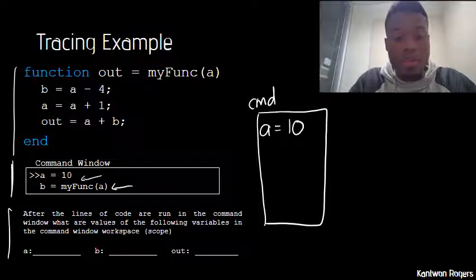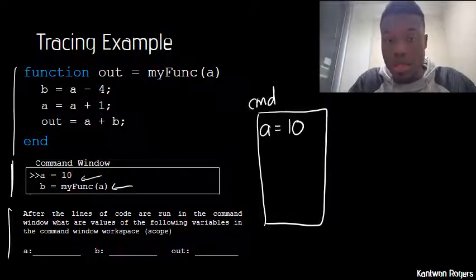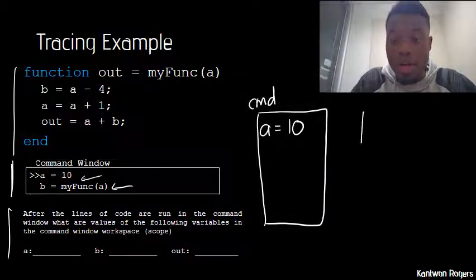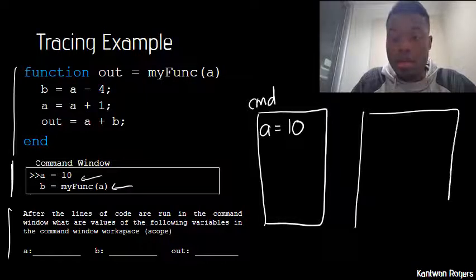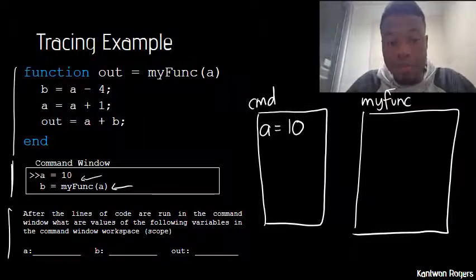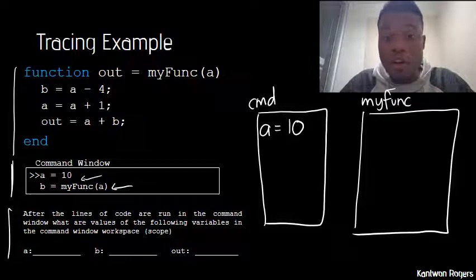The name of our function is myfunc, and we're saying we want the input to be the variable A. So once we see this, we know that now we're going inside of the function's workspace. I'll denote this as this box and have myfunc. Okay, so once again, the first step is to translate your inputs.